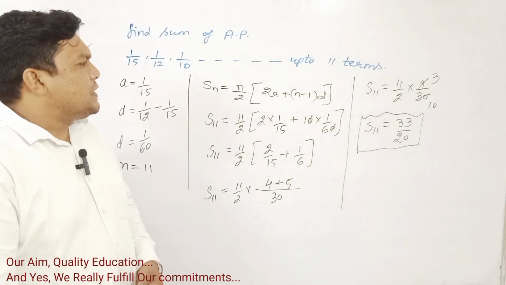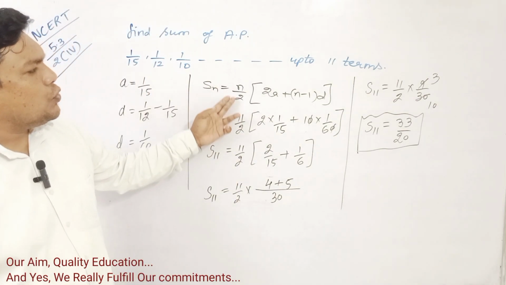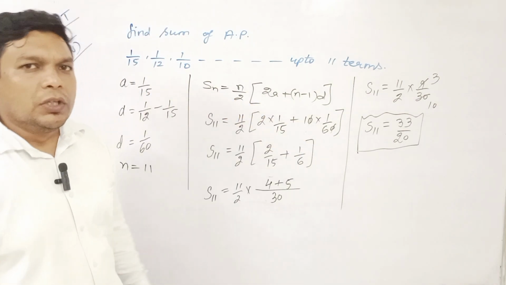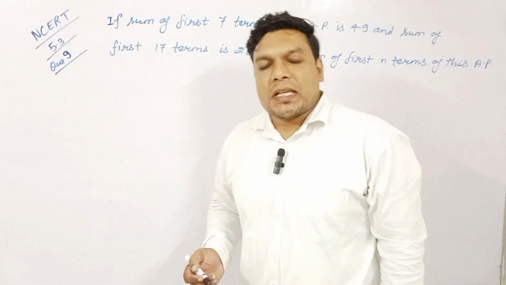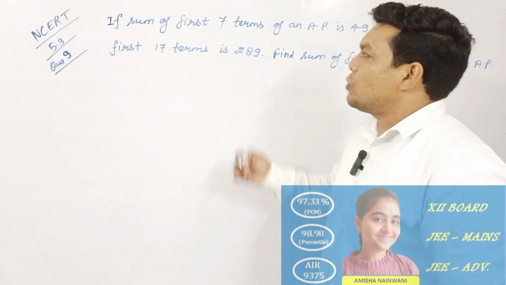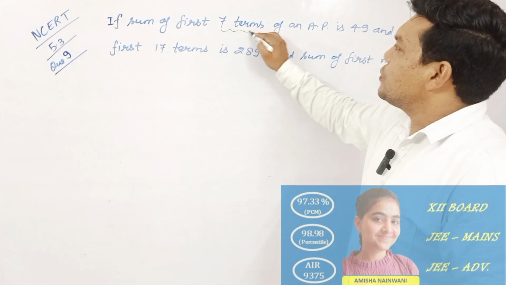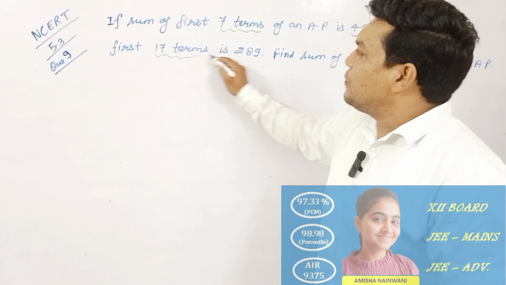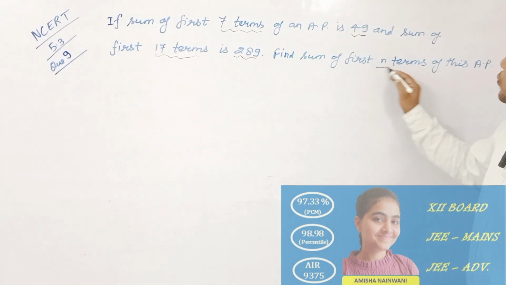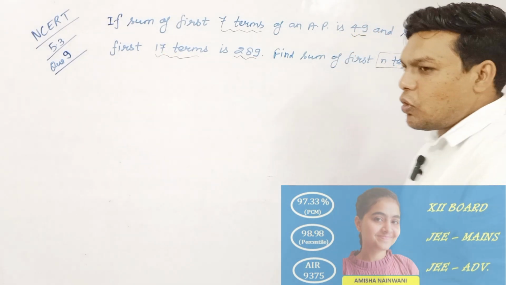So it better explains the formula. This is Sn is equal to n upon 2, 2a plus n minus 1 into d. Okay, note it down. This is question number 9 of exercise 5.3 from NCERT. What is the question? If the sum of first 7 terms of an AP is 49 and sum of first 17 terms of AP is 289, we have to find the sum of first n terms of this AP.